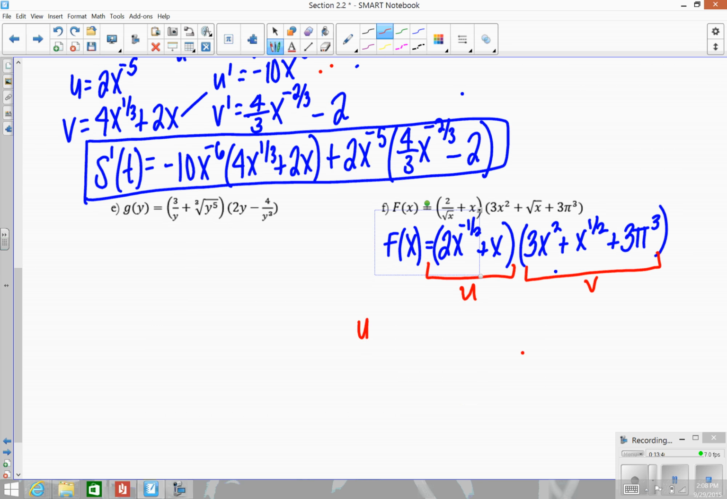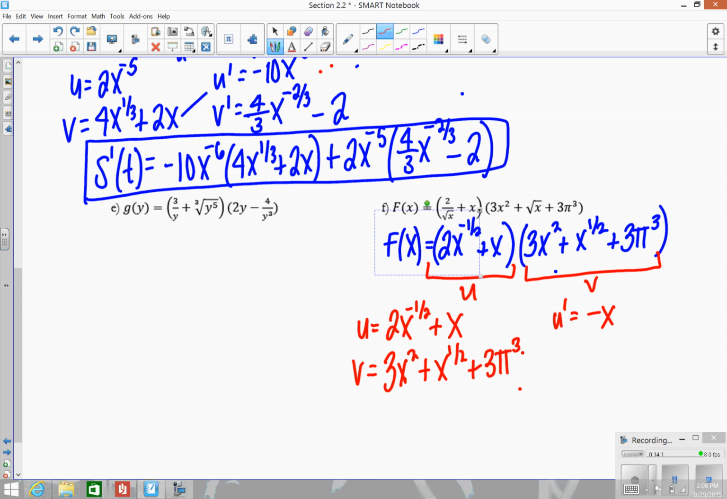So u is going to be this first part, 2x to the negative 1/2 plus x. V is going to be this other part, 3x squared plus x to the 1/2 plus 3 pi to the third. Then you're going to go ahead and take the derivative. So I have negative 1/2 times 2 is just going to be a negative 1, so negative 1x.